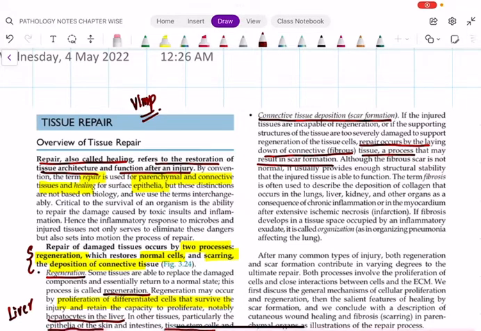Fine. What do you mean by the term fibrosis? As a result of chronic inflammation in some parenchymal solid organs like liver, lungs, kidney, what happens? There will be deposition of collagen. So this collagen deposition we call what? Fibrosis. Am I right? Yes.